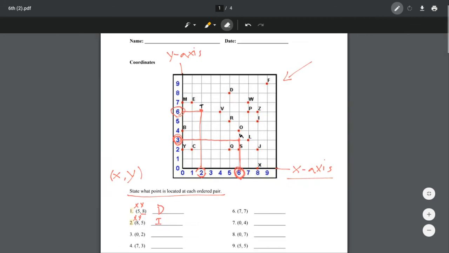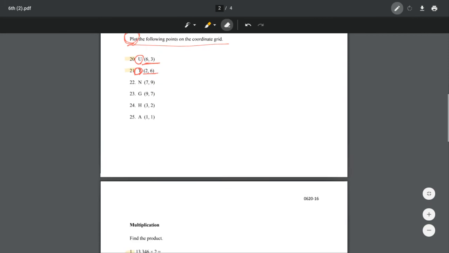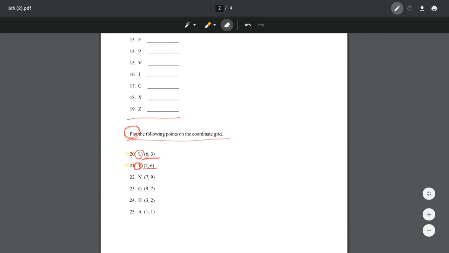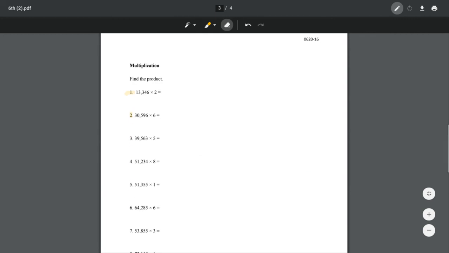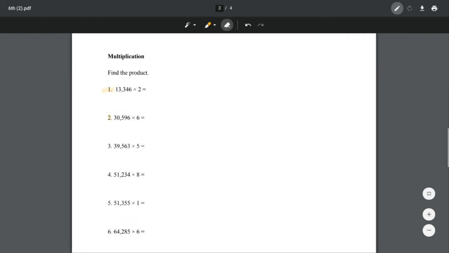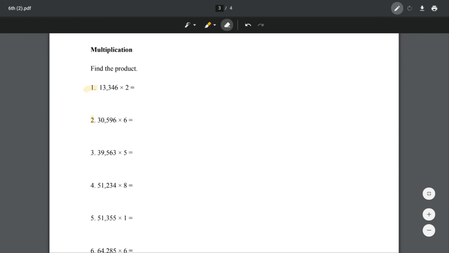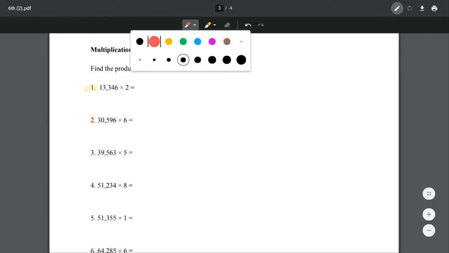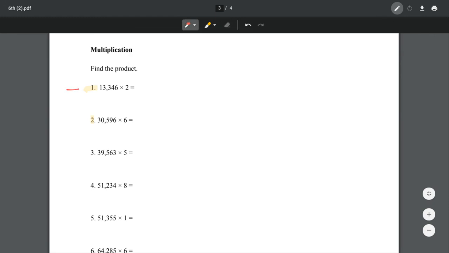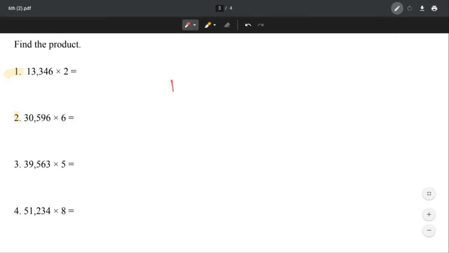So go ahead and finish the second page. And then let's move on to our third page, which is just simple multiplication. We're just asked to find the product. Let's go ahead and look at number 1. 13,346 times 2. We know how to do this.